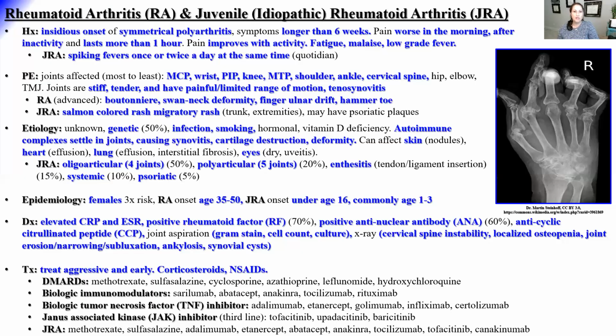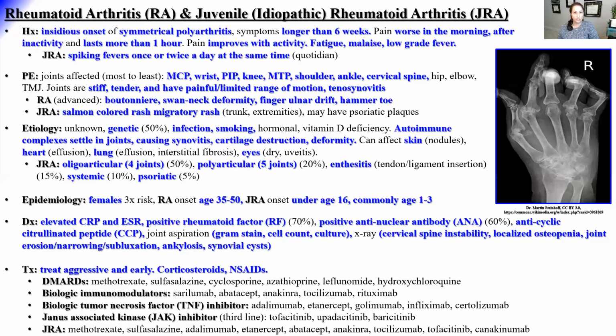On diagnosis for this, we're going to have an elevation in those nonspecific inflammatory markers, the CRP and the SED rate. 70% of patients will have a positive rheumatoid factor. 60% of patients will have a positive anti-nuclear antibody, or an ANA. An anti-CCP is one of the first labs that will be positive in these patients.